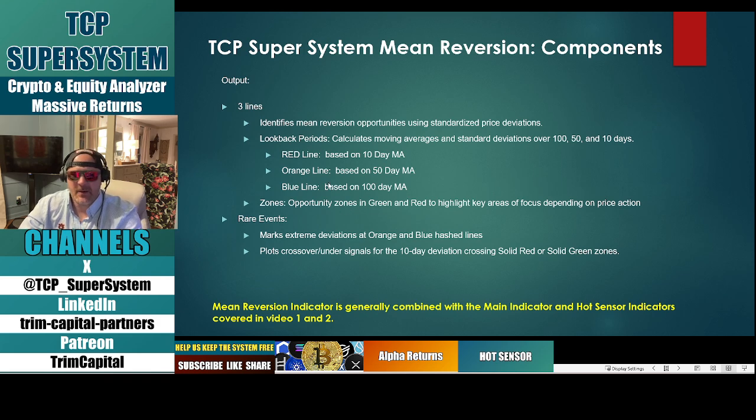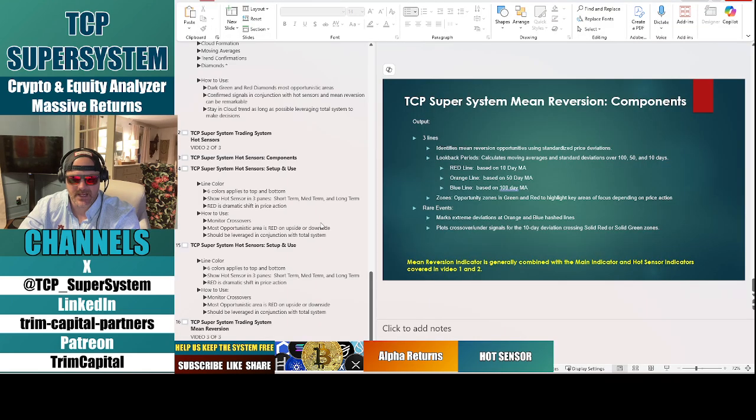Again, the output, the focus is going to be, and we'll show you this in a minute, the three lines, which are going to be orange, red, and blue. Red will be your fastest line, then your orange, and then your blue will be your lagging indicator. And that's based on those look back periods. Again, those opportunity zones, and then the price action in relation to those extreme zones. And we'll go through that here in just actually now.